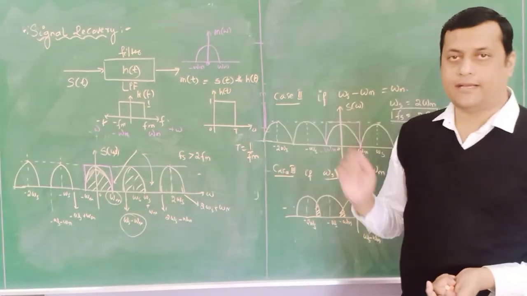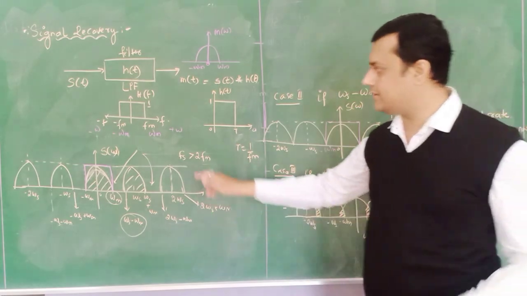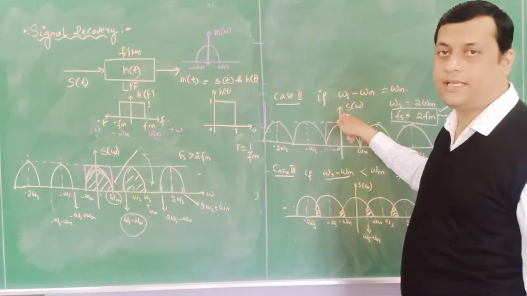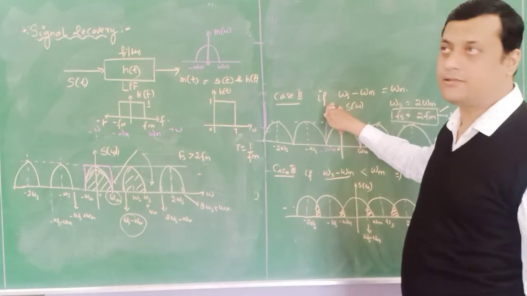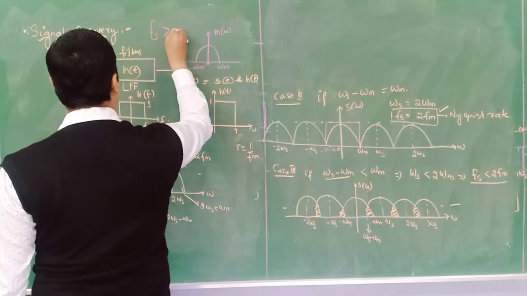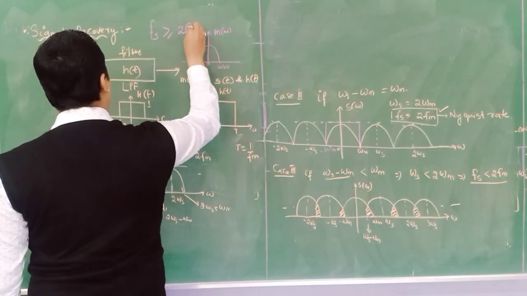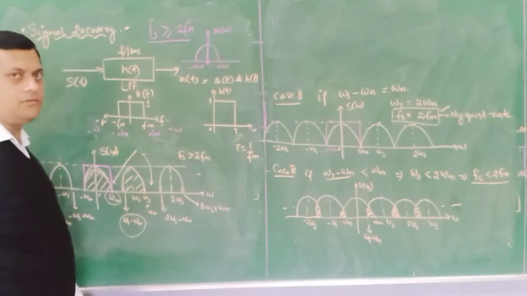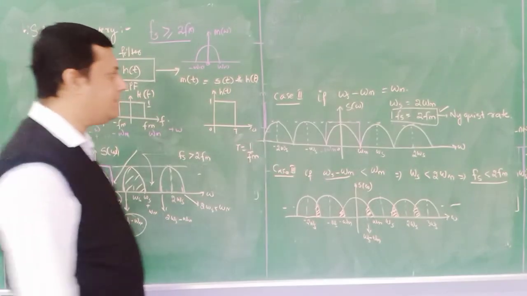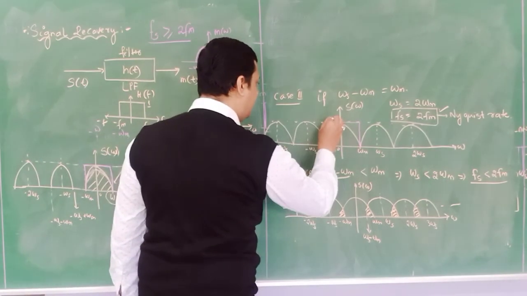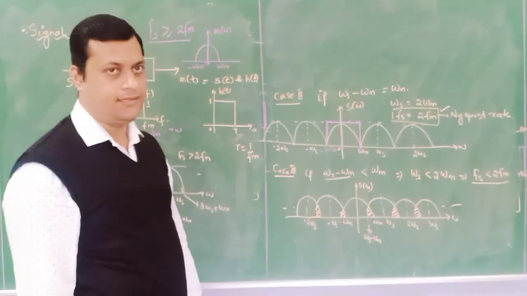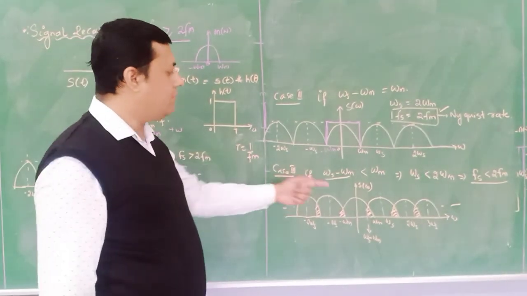So without any interference, how many cases are there? First, oversampling. Second, without overlapping of signal at the Nyquist rate. That means if my signal is sampled at a rate of Fs greater than or equal to 2 Fm, we can easily recover our modulating signal. Here you can see this is the response of the filter. It will extract the modulating signal.